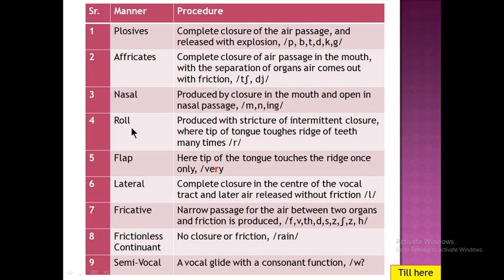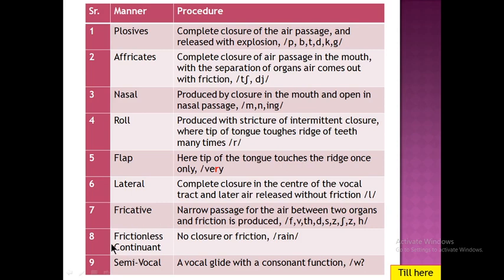The fourth one is manner roll, produced with a stricture of intermittent closure, where the tip of the tongue touches the ridge of the teeth many times. The word is written here incorrectly, misspelled here. Next one is manner flap. Here the tip of the tongue touches the ridge once only, that is flap. Lateral manner: complete closure in the center of the vocal tract and later air released without friction. Fricative: narrow passage for the air between two organs and friction is produced.